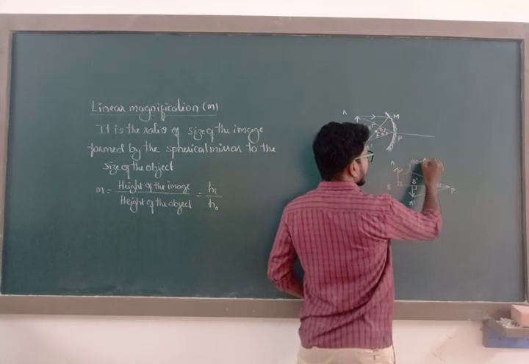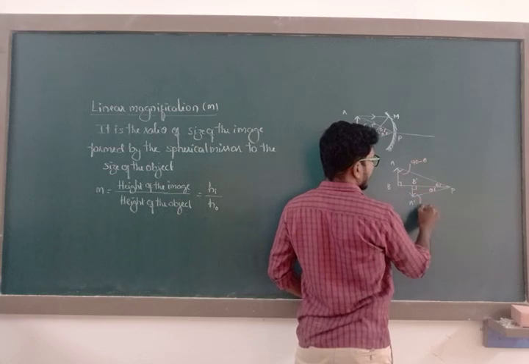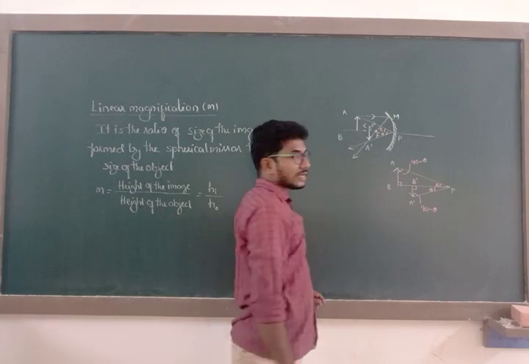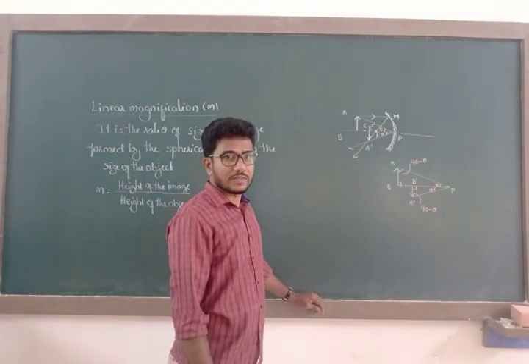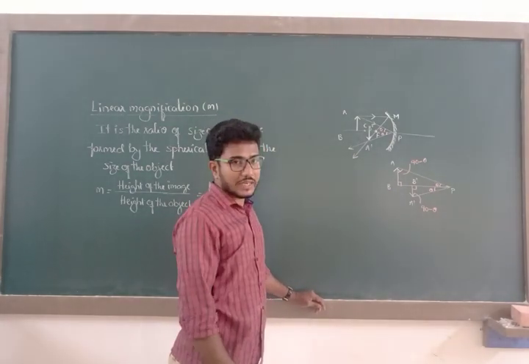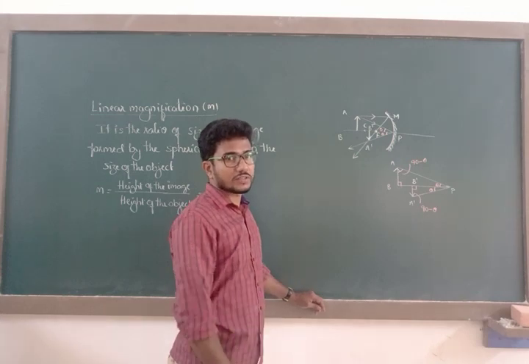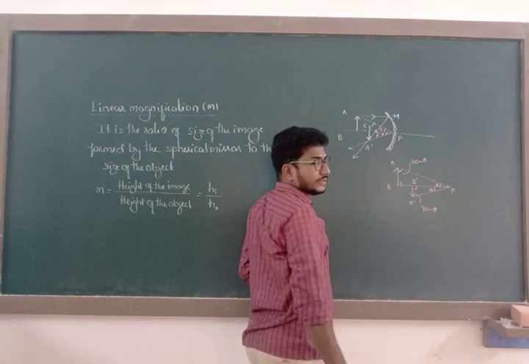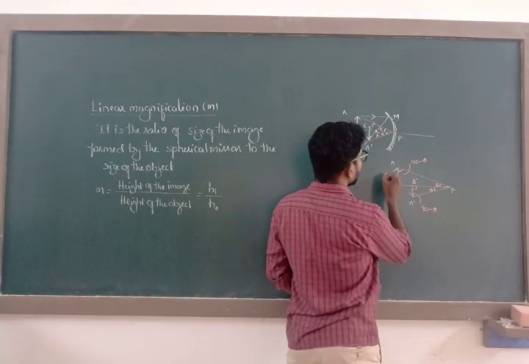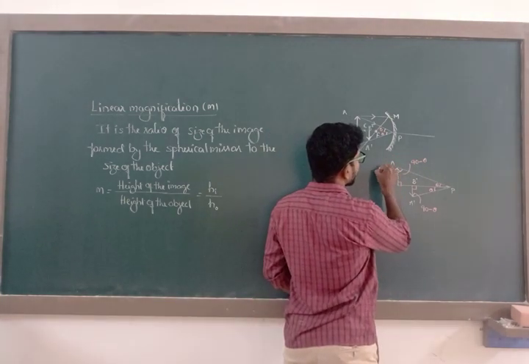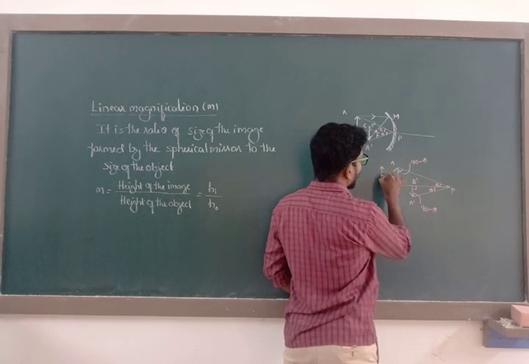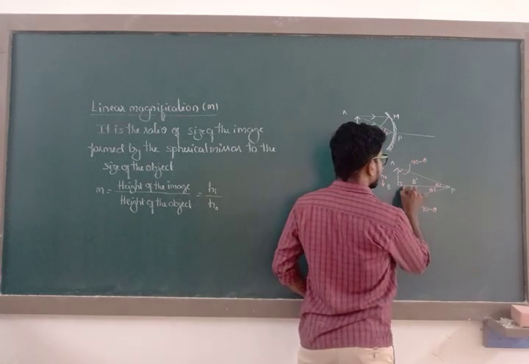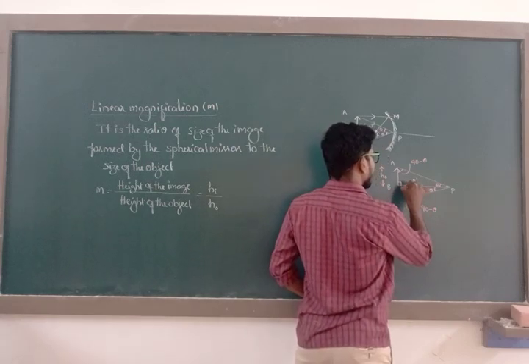90 minus theta, and hence this angle is 90 minus theta. Therefore these 2 triangles are similar triangles. In case of similar triangles, we can write ratio of heights is equal to ratio of the bases. Here we don't know the height of the object. Let us say height of the object is h subscript O, and h subscript I is the height of the image.